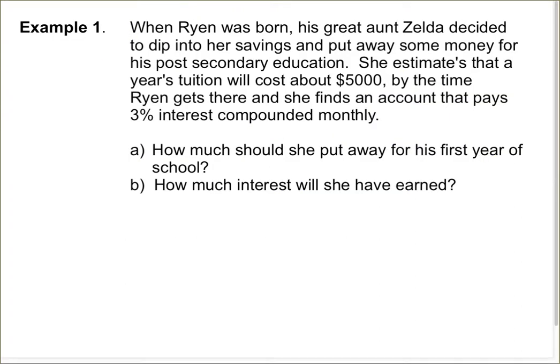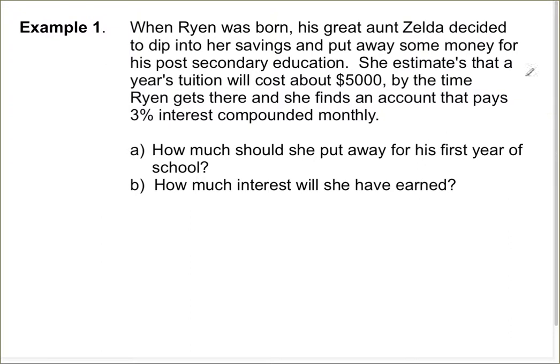Okay, let's do some examples here. This says, when Ryan was born, his great aunt Zelda decided to dip into her savings and put away some money for his post-secondary education. She estimates that a year's tuition will cost about $5,000 by the time Ryan gets there, and she finds an account that pays 3% interest compounded monthly. So how much should she put away for his first year of school?